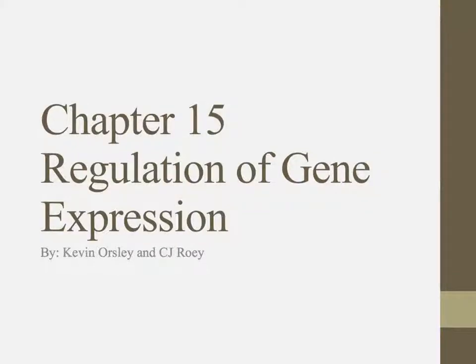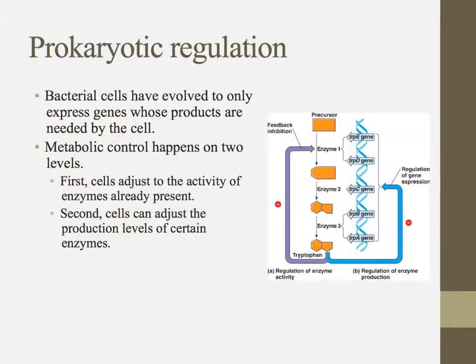Chapter 15, Regulation of Gene Expression. First, we're going to deal with prokaryotic regulation. Bacterial cells have evolved to only express genes whose products are needed by the cell. That is, they get rid of inefficiencies and can create proteins when needed and stop creating proteins when it's not needed. And metabolic control happens on two levels.